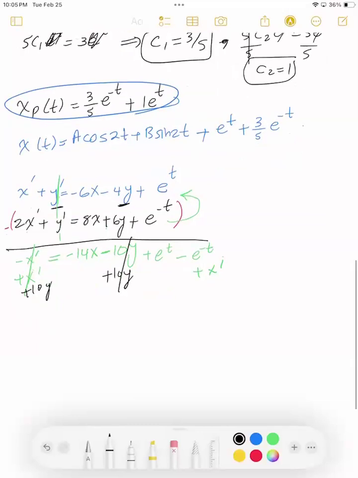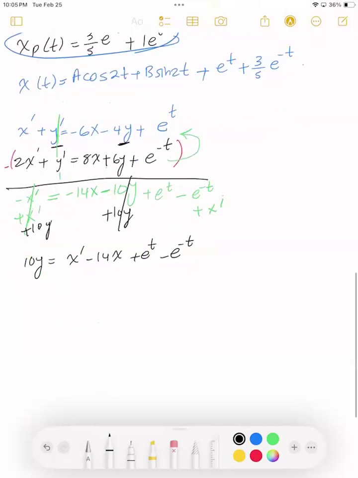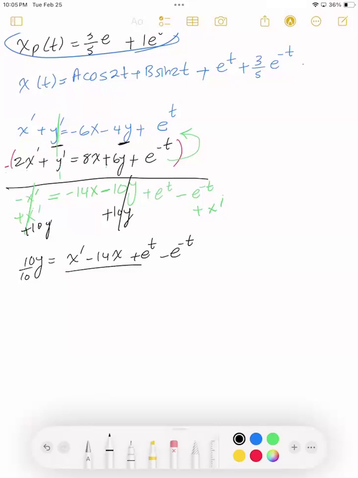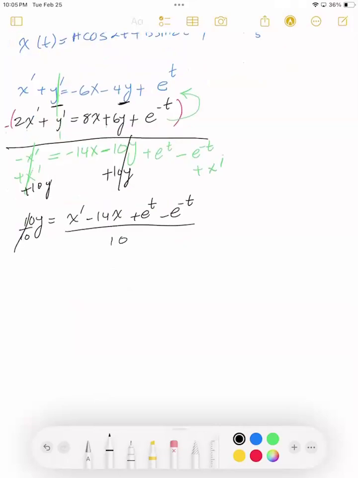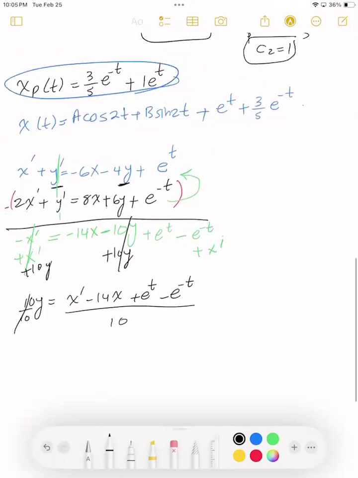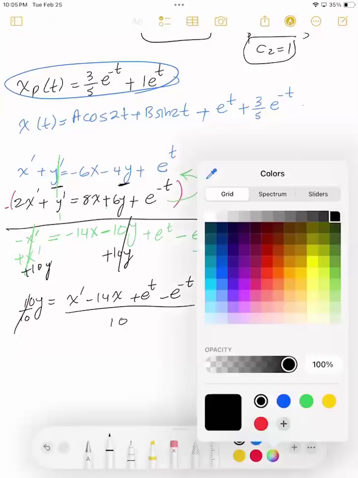So what I have is 10y equals x prime minus 14x plus e to the power t minus e to the power negative t. And that's what we have. And then lastly, I'm just going to divide both sides by 10. So let's do that and find y. To do that, I need x prime. So let's find x prime.